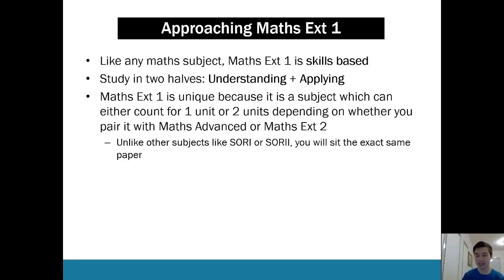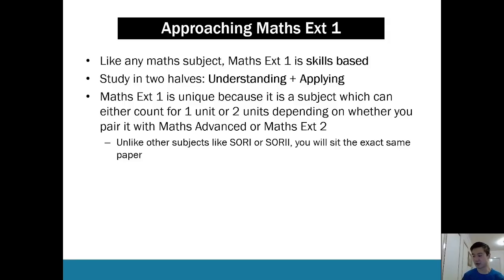Extension 1 is unique because it is a subject which can either count for 1 unit or 2 units, depending on whether you pair it with Maths Advanced or Extension 2 Maths. So again, as I mentioned earlier, if you do Extension 1 with Maths Advanced, you get a mark out of 50.